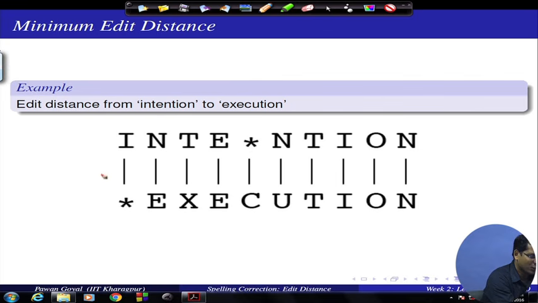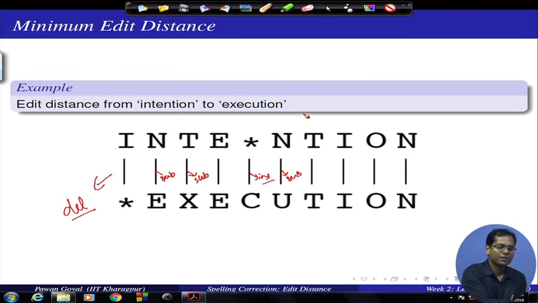I am first doing a deletion. I deleted I. Now I substituted n with e. Again I substituted t with x. I kept e as it is. Then I inserted c. Here star means I went to null, so that is a deletion. Here null went to c, that is an insertion. Then again I did a substitution, and with u, and tion remained as it is.